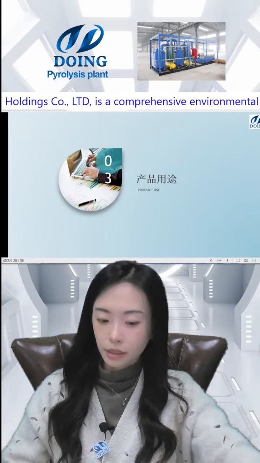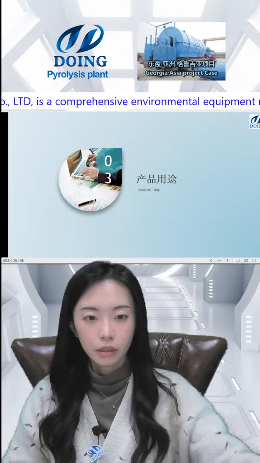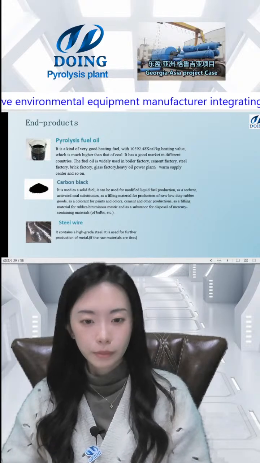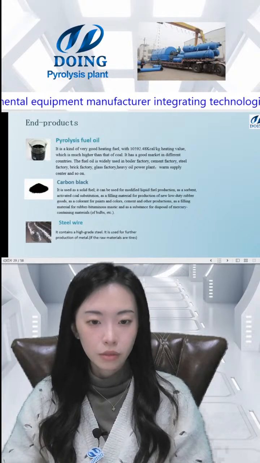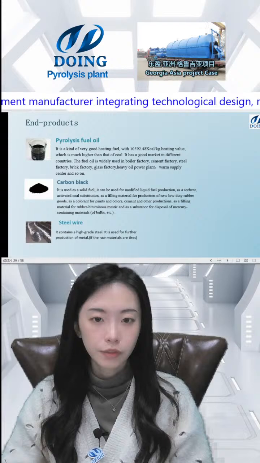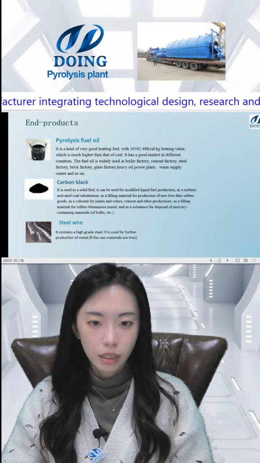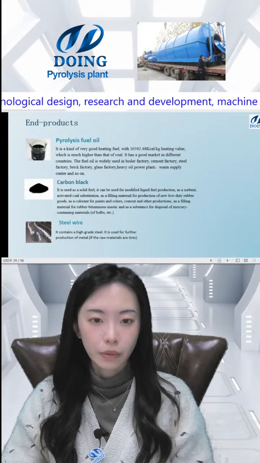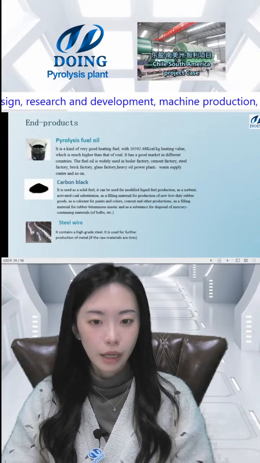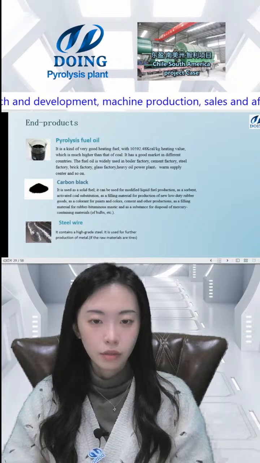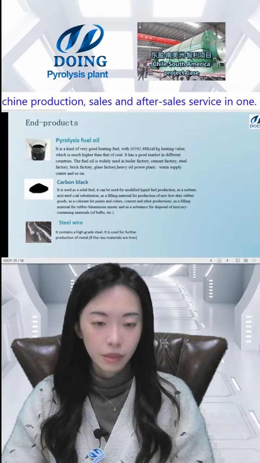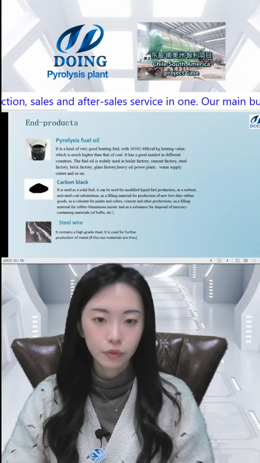And here are the applications of the materials. Different materials, different feedstock, we have different products. These are some main products from our waste tire. We can get the pyrolysis fuel oil, carbon black, and steel wire from the waste tire. Also, we have 10% of the tail gas, but they can just use it directly for heating.